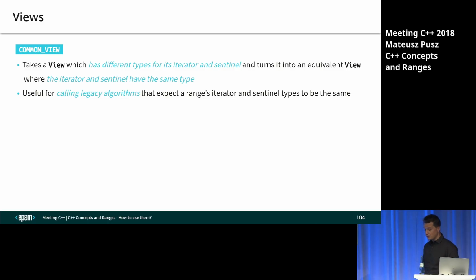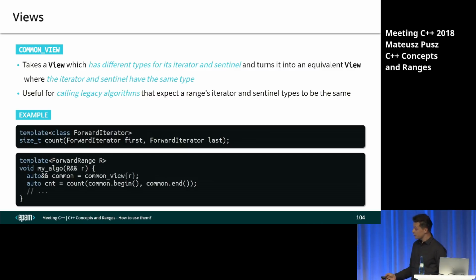And again, common view is something that has the same type for Sentinel and Iterator. So for example, once again, if we have some legacy algorithm with the same types provided as begin and end, we can create a common view of our range. The range can have different Iterator and Sentinel. We do not know here, but in any case, we want to be safe with this algorithm. And we can then just do common begin and common end, and it will return us the same type, even though the initial range had different types for Iterator and Sentinel.